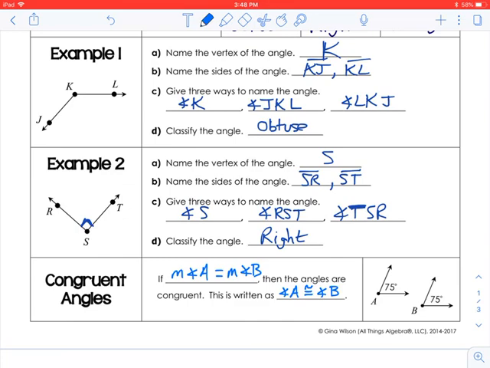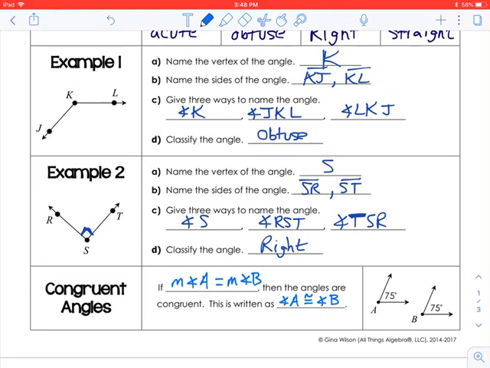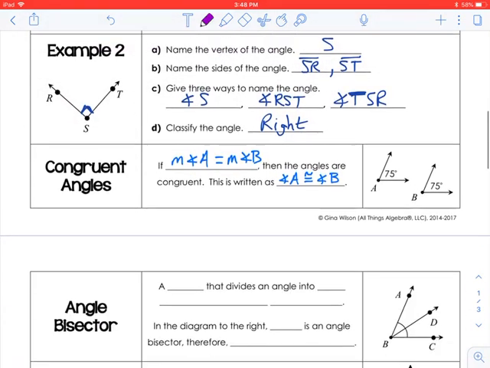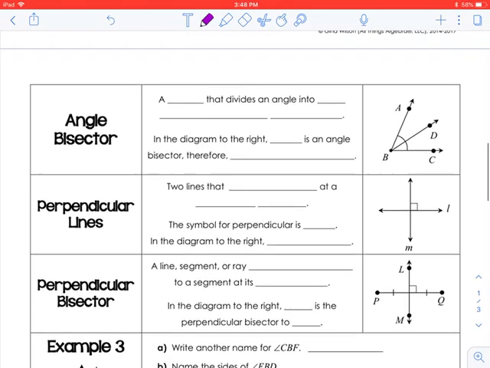Okay, and that's it. All right, so on to the back side here. On to the back, got a few more definitions here.